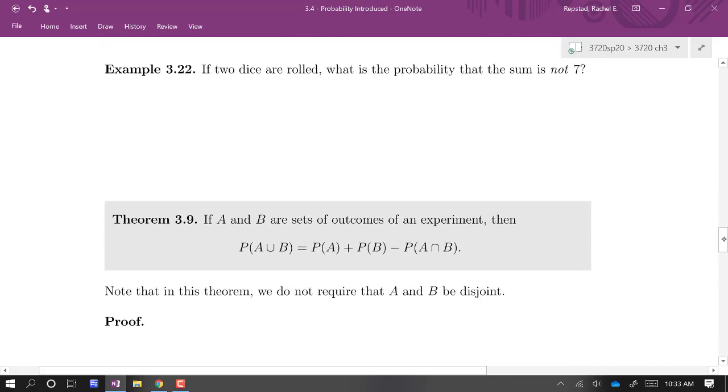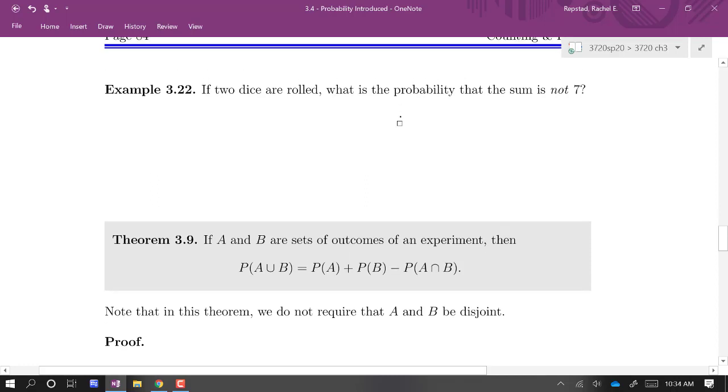Okay, so our next example, suppose we roll a couple of dice. We want to know what's the probability that the sum is not 7. So let's say we define the event A as the sum is not 7. That means that A complement is the event that the sum is 7. And it's a lot easier to count up the number of ways to get a sum equal to 7.